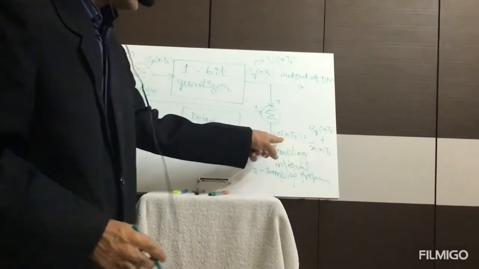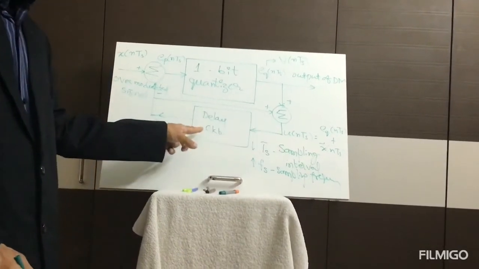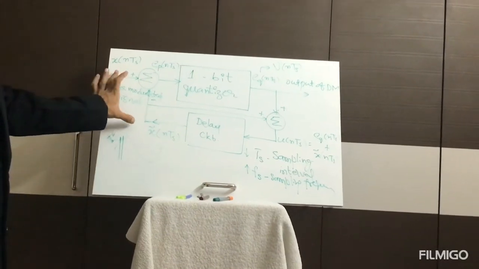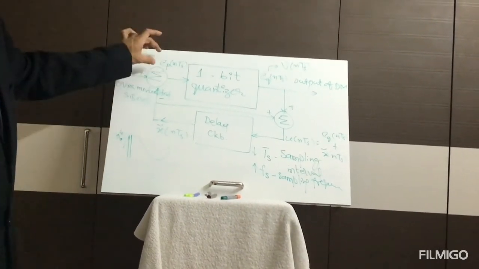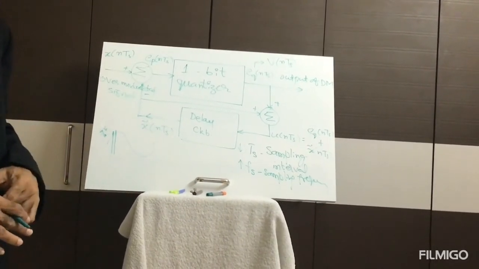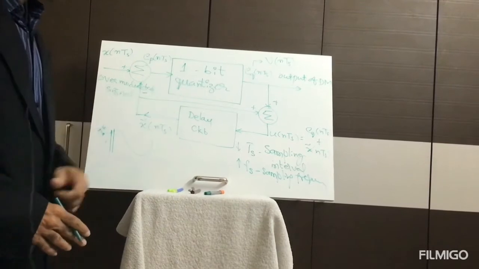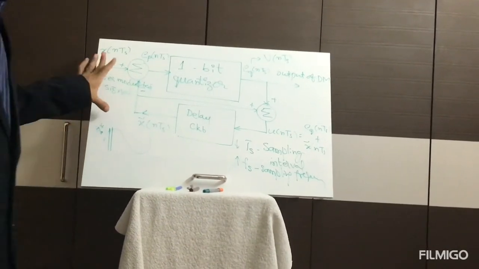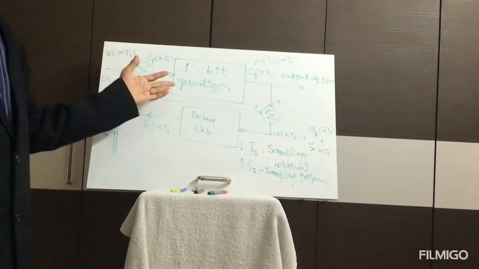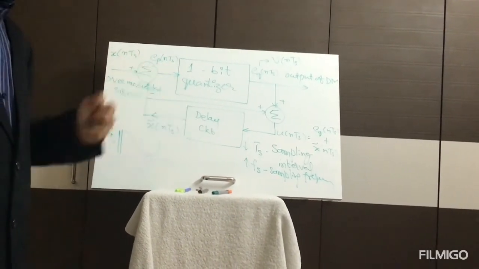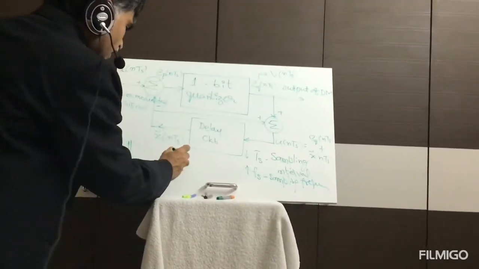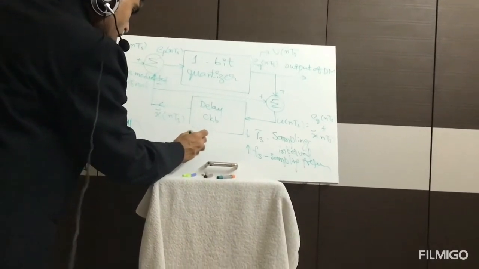So the sum of these two generates U of NTS, which is given as input to the delay circuit, and the output comes as the X tilde of NTS, and the difference is picked up as the error signal that will be given to the quantizer to quantize further using this 1-bit quantizer here. So this is a simple implementation of this delta modulator, where the transmission characteristics of the quantizer will be following the signum function.